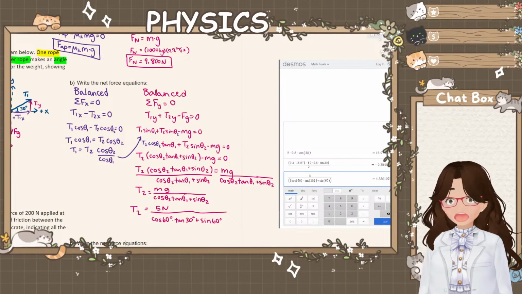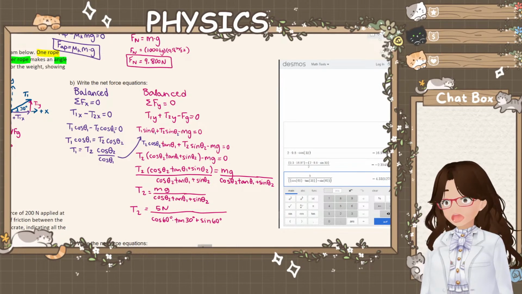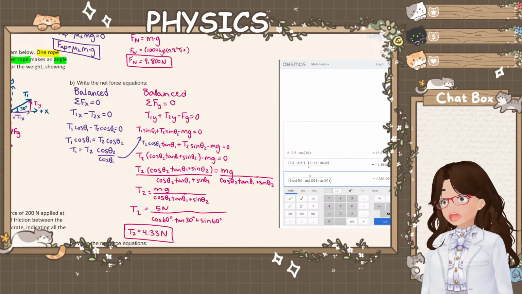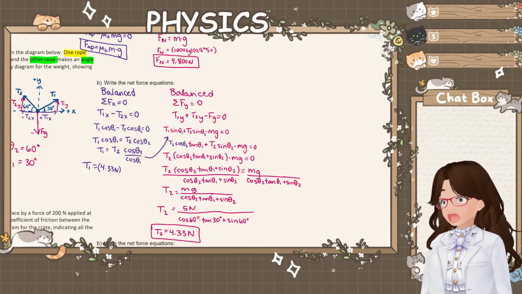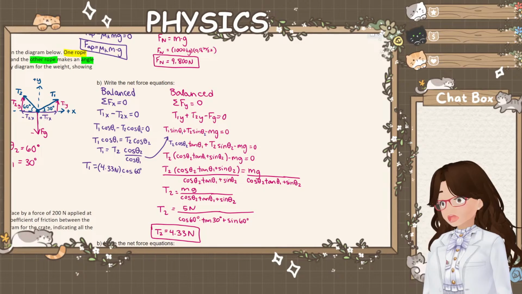Now, could you leave it in its general form? You 100% could. But the thing is, then it's a lot more complicated to plug it back in. So in this case here, I can now plug this into my original statement. The original equation that we made, T1 is equal to T2, which is going to be 4.33 newtons times cosine of theta 2. Get rid of my calculator really quick, which is going to be cosine of 60 degrees divided by cosine of 30 degrees.